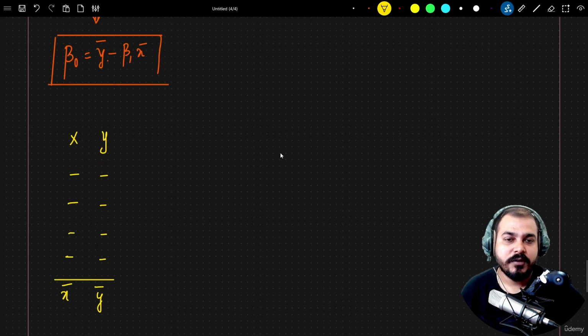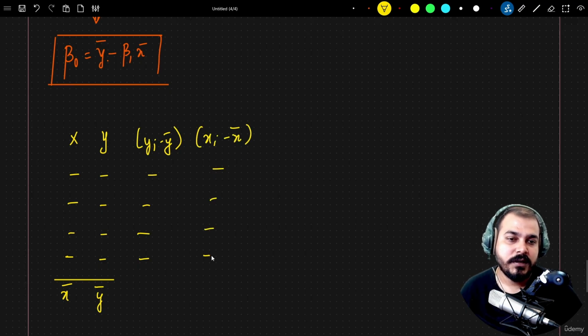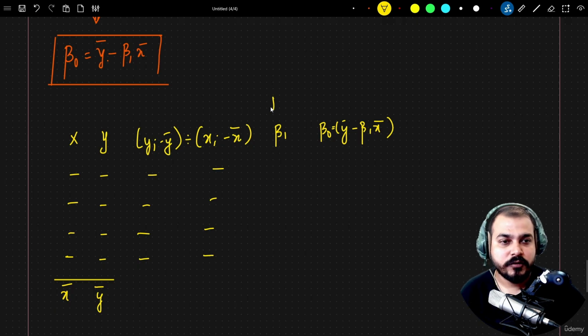So first thing, you will calculate y of i minus y bar with respect to every point, whatever y bar is, and you'll get all these values, right? And then you'll calculate x of i minus x bar. Here you'll get all the values. Then you divide one by the other, and once you divide, you will basically get beta 1. And after that, you can plug it into this particular equation, beta 0 equal to y bar minus beta 1 into x bar. Then you'll be able to get your intercept. So this is basically your coefficient, and this is basically your intercept.